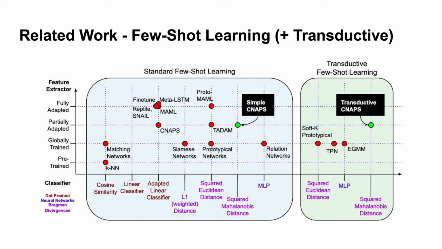And so as you can see, our work on simple synapse and transductive synapse are among those that continue the tradition of using partially adopted feature extractors, where only parts of the feature extractor are adopted based on the new task and its support set. There have been a few works before that have attempted this, but we uniquely are able to use the Mahalanobis distance as our classification metric and do it effectively, such that we gain a significant performance boost.